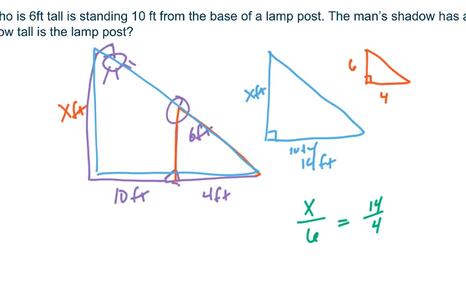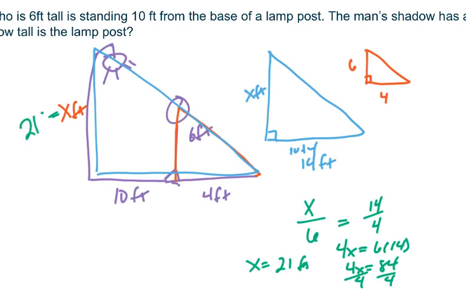Then I set my equation up. 4x is equal to 6 times 14. 4x is equal to 84. Divide by 4, and we get x is equal to 21 feet. So the lamppost is 21 feet tall. Okay, don't get stumped up by that. So always draw your triangles out. That's normally what helps out.